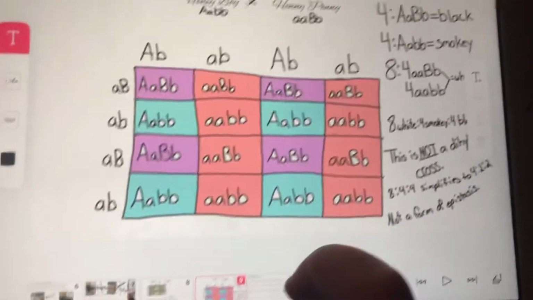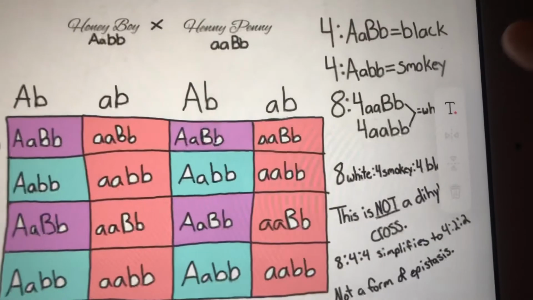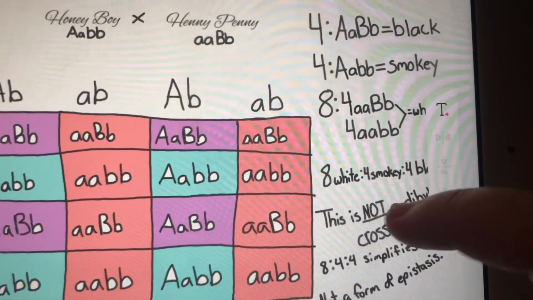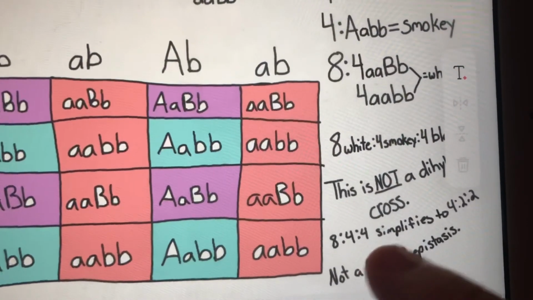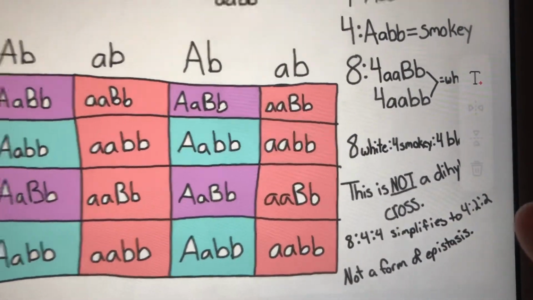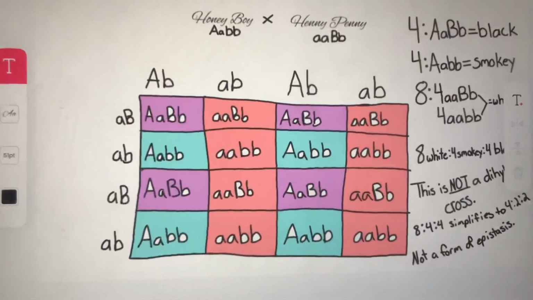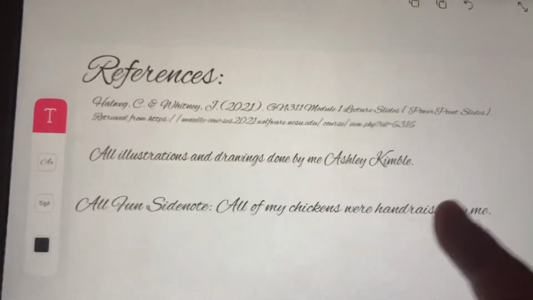But then I did another cross for you guys, and I did these two here, and based off of this, which I color-coded for you, we would have 8 white, 4 smoky, 4 black, which is not a dihybrid cross. Actually, if you simplify this, you would get 4:2:2, which is not a form of epistasis because it doesn't fit any of the modes of epistasis. And then these are my references.